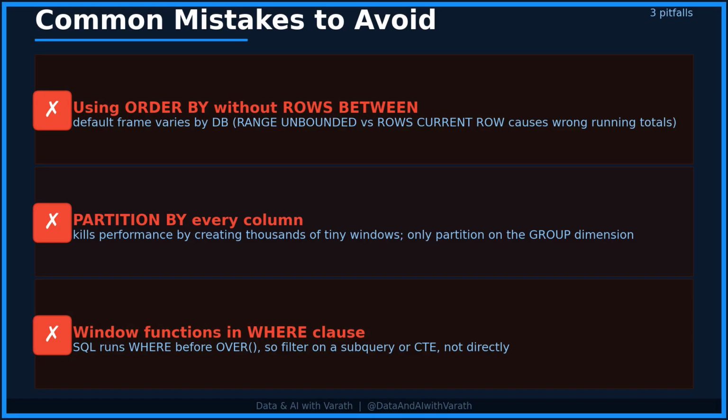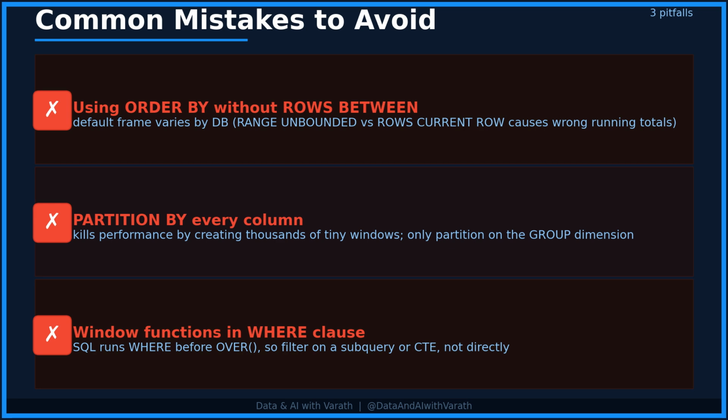3 mistakes I see in production code every week. Mistake 1, order by without rows between. Here's what catches people when you add order by inside your over clause without specifying a frame. Most databases default to range between unbounded preceding and current row. That sounds the same as rows. It isn't. Range uses logical boundaries based on values, not physical row positions. On tied dates, it includes all rows with the same date in your current row frame. Your running total is wrong and you won't know until someone questions a number in a report. Always be explicit with rows between.